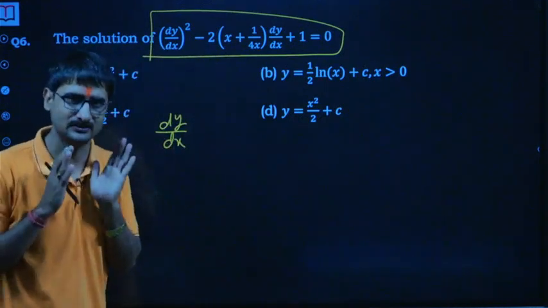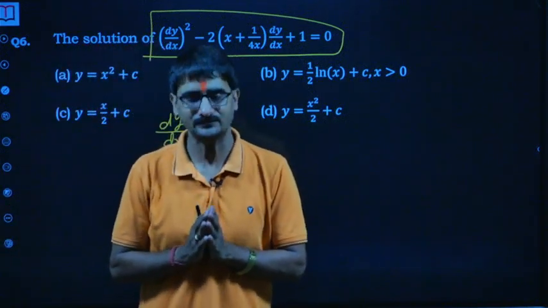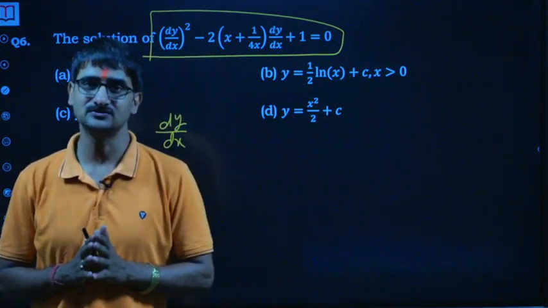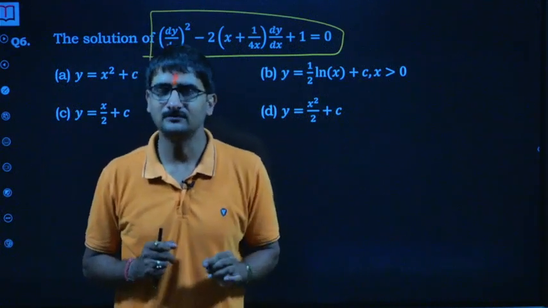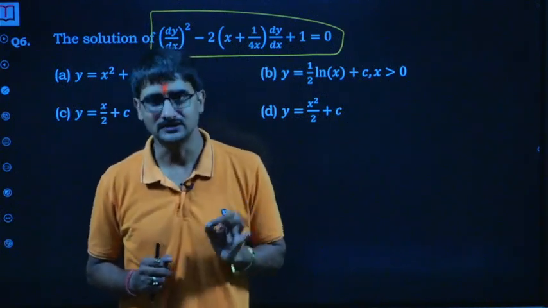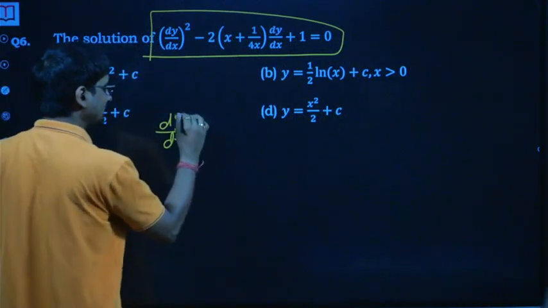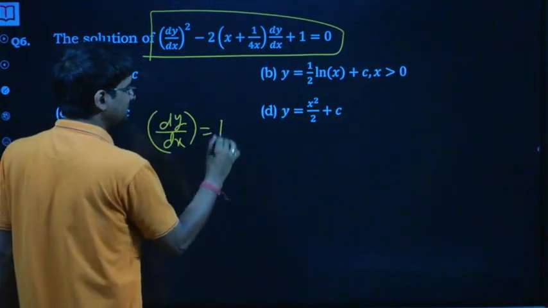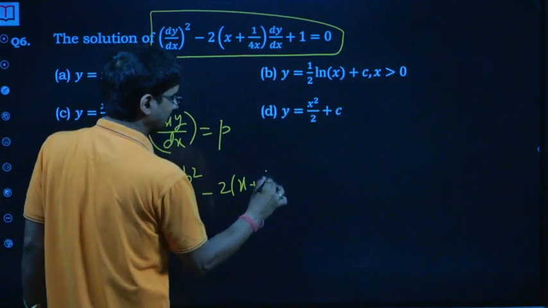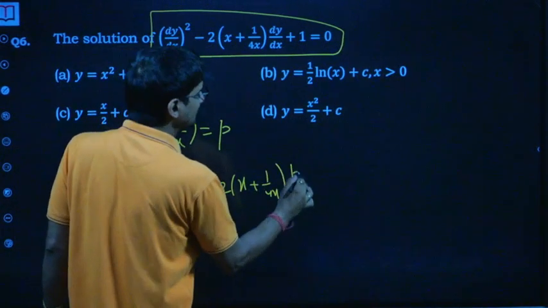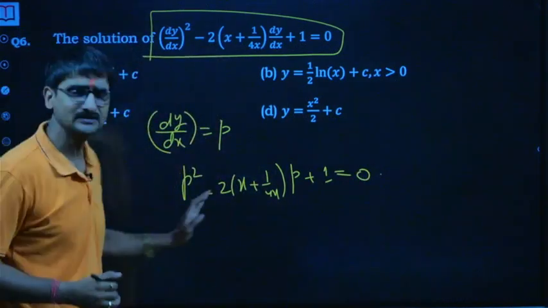So for that I will say, if at all they ask any such question in your paper, you be sure that we will be able to solve it with whatever method we already know. Okay, so keeping that faith, that trust, what I tried was, I just replaced it with p. So I wrote it as p square minus 2 times x plus 1 by 4x p plus 1 equal to 0. Then I thought about getting the value of p.